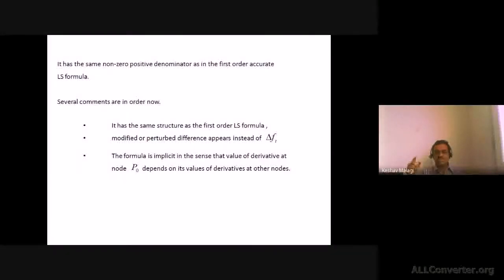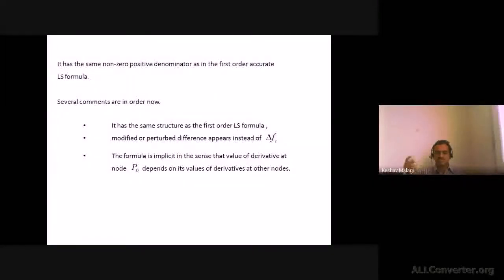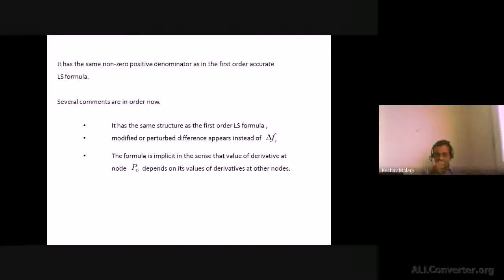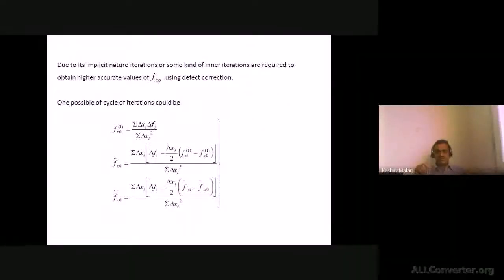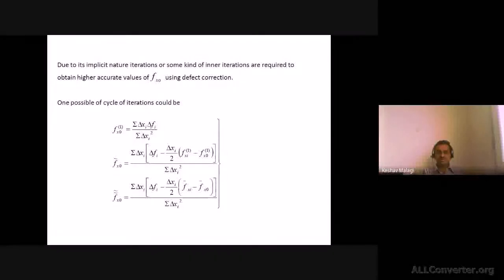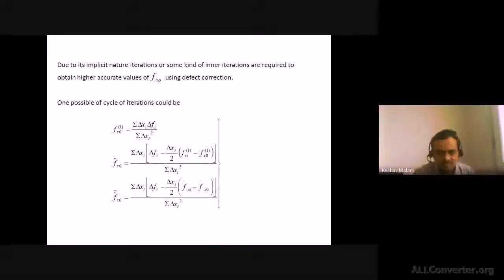Only difference is that delta fi is now replaced by modified differences, okay? Because now fx depends upon the fx, there is an implicit dependence. Because of this, we have to do this calculation repeatedly. That is, some inner iterations are required. So, as I said, it is an implicit nature now. Because to obtain higher order accuracy, we need fx.